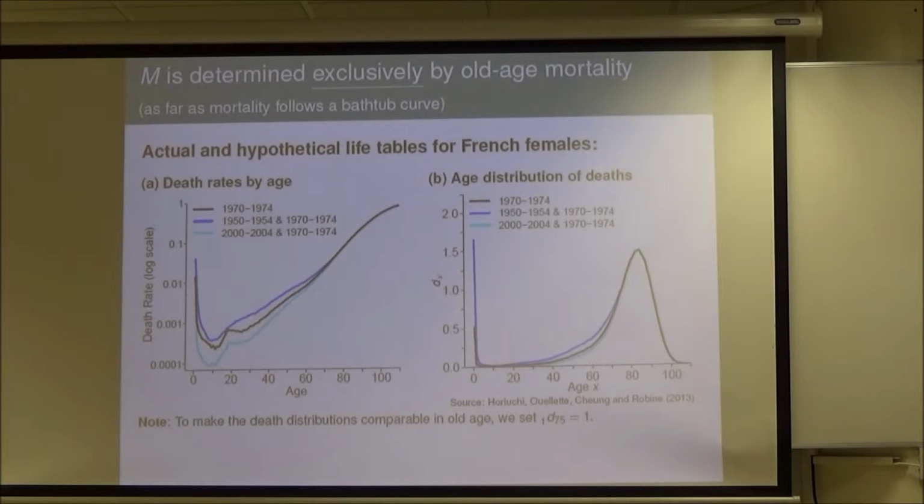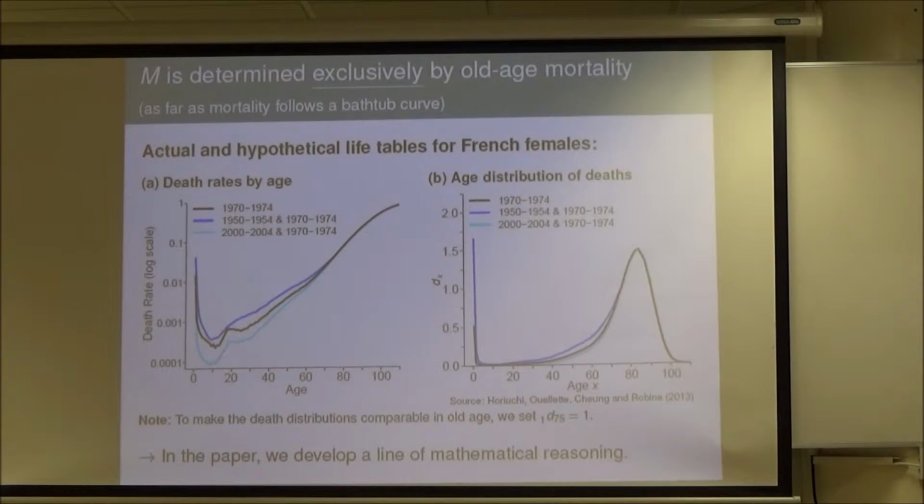So in the paper, we also developed a line of mathematical reasoning to show that M is exclusively determined by old age mortality, if that interests you. We'll be happy to share that with you.